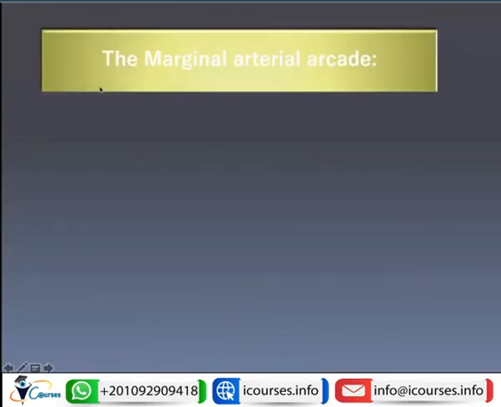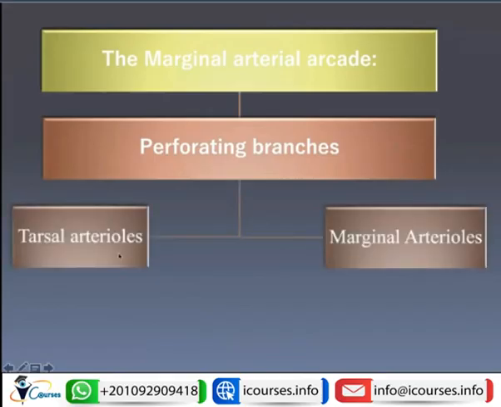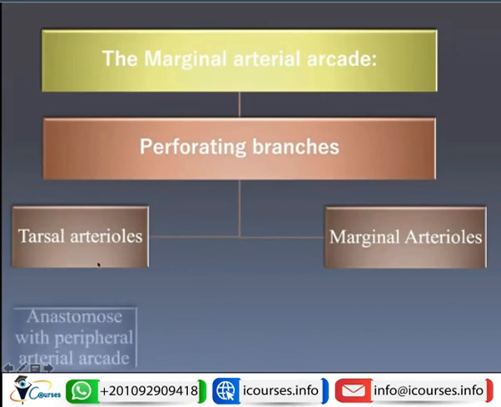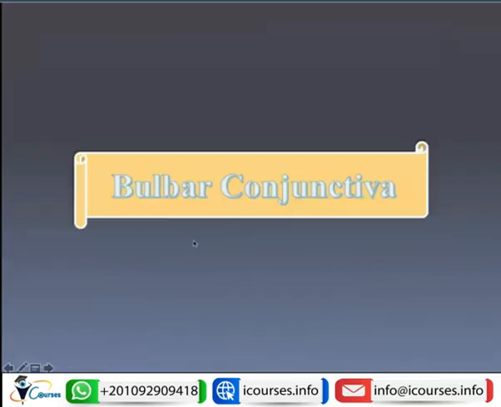So to summarize, the marginal arterial arcade will give perforating branches that will perforate the sulcus subtarsalis. Then it will give ascending and descending branches. The ascending, which is called the tarsal arteriole, will anastomose with the descending branch of the peripheral arterial arcade, while the marginal arterioles will run to the lid margin to supply the marginal conjunctiva. So this is the second source of the blood supply.